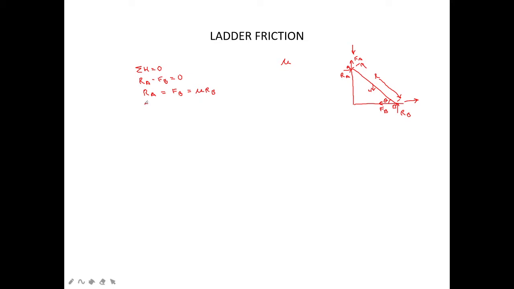Now if you apply sigma V equal to 0, then we'll get Fa plus Rb equal to W. Now what is Fa then? Fa is mu into Ra. There is a frictional force at point A plus Rb equal to W.